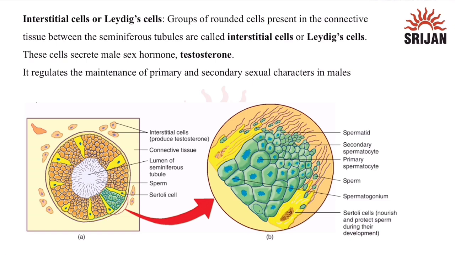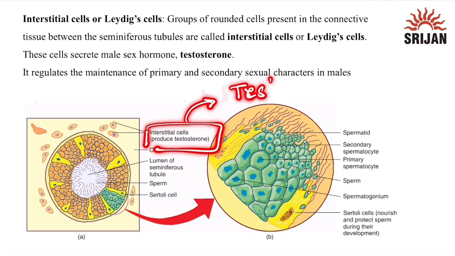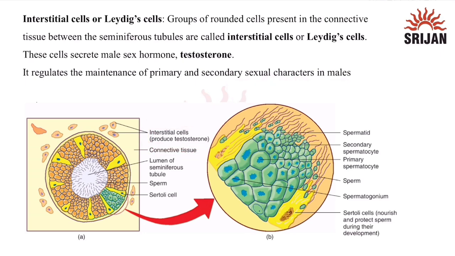Now, they help in the production of the sex hormone, which is testosterone. It regulates the maintenance of the primary and secondary sexual characters in males. This hormone, testosterone, is secreted by the interstitial cells.